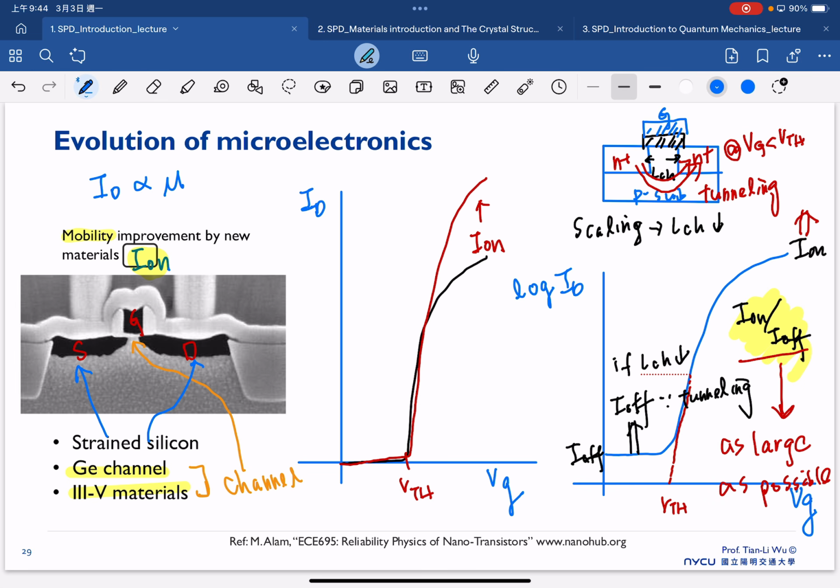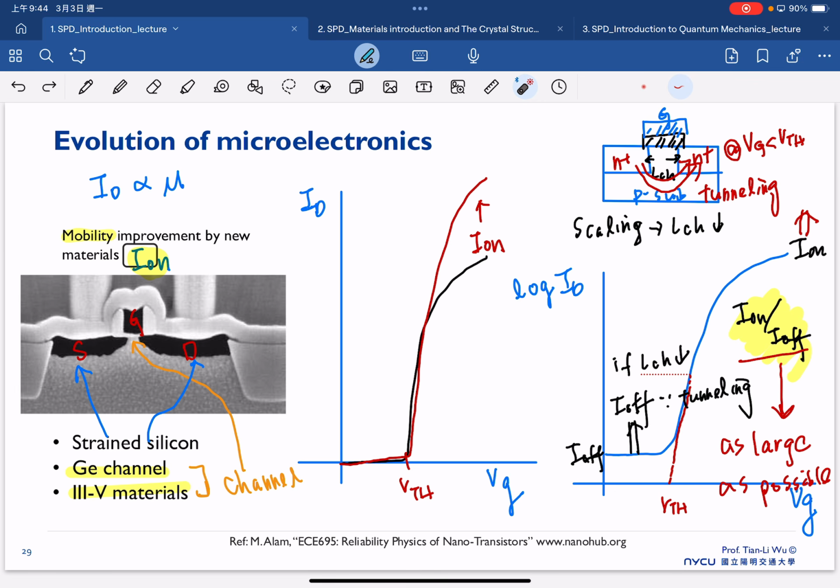So we will talk about this later. So now the issue becomes, of course, we can increase the on current as we try to do some channel innovation, some innovation in the source drain. But the question is, once we reduce the channel length, our off current increases.